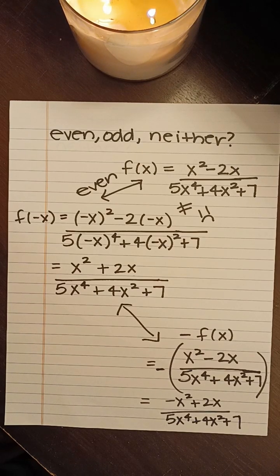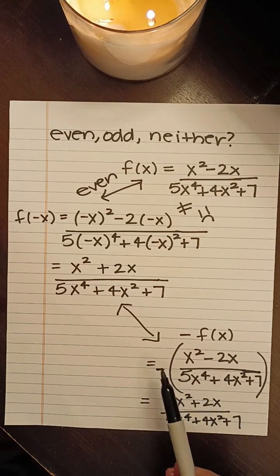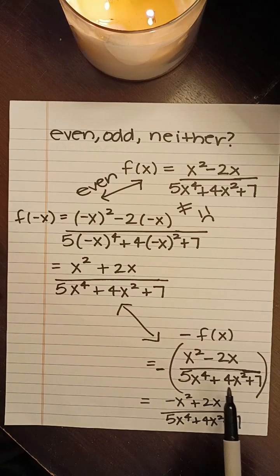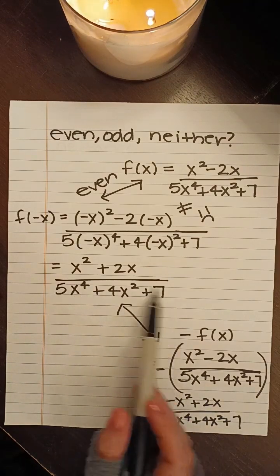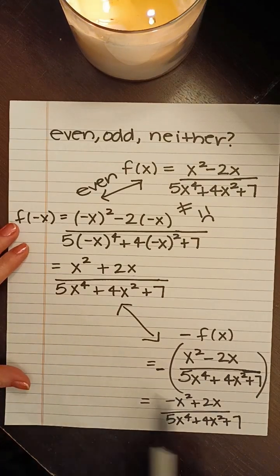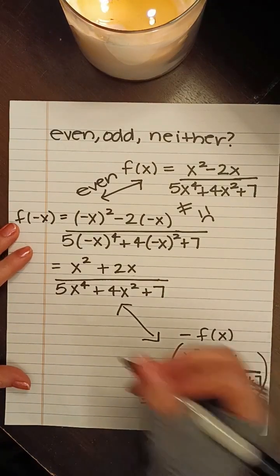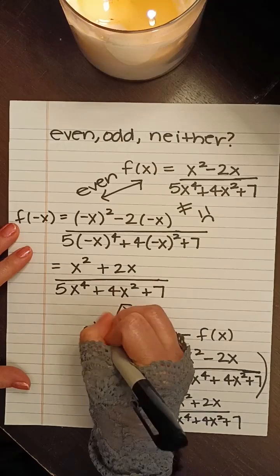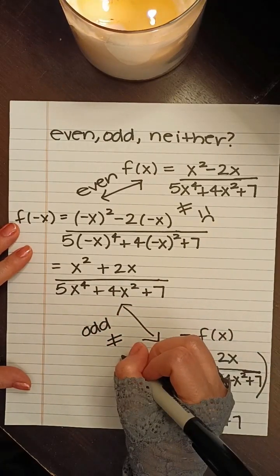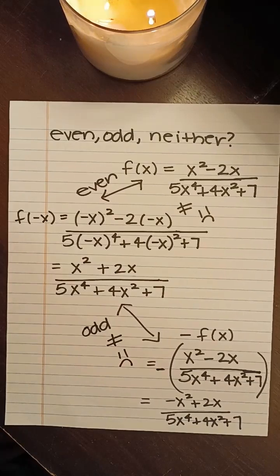So I can try multiplying it through the denominator, but I can see that if I take the negative 1 and multiply it through the denominator, I'll get negative 5x to the fourth minus 4x squared minus 7, which isn't the same as this. So f of negative x will not be the same as the negative of f of x, right? So these are not equal. So f of x is not odd.